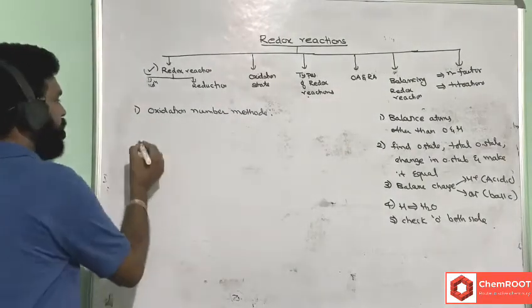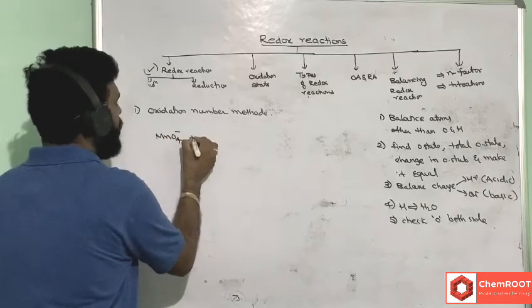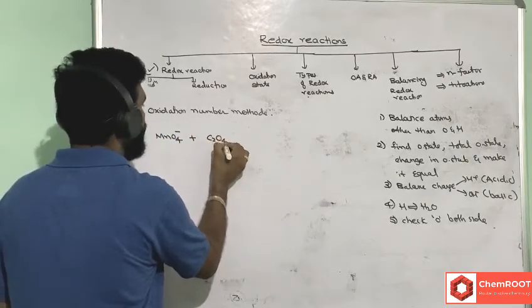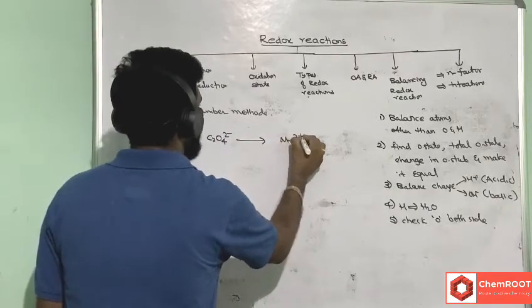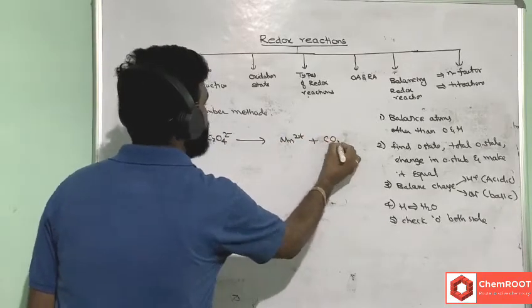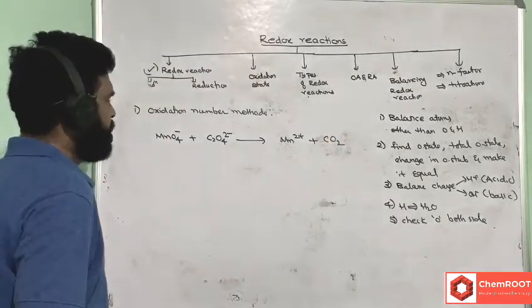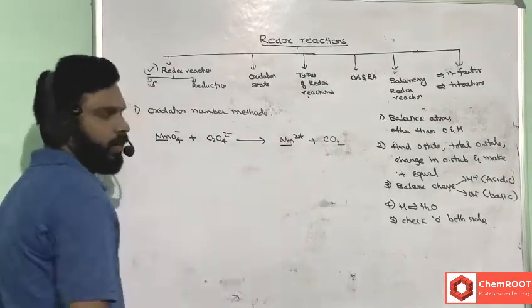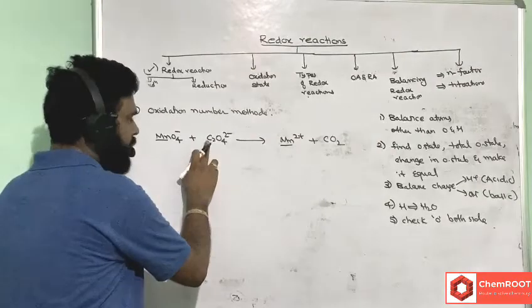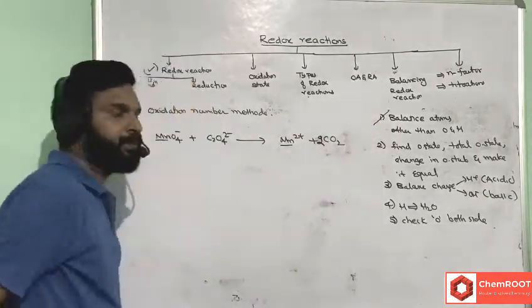Suppose we take one example. Suppose MnO4 minus plus C2O4 2 minus, giving rise to Mn2 plus and CO2. In acidic medium, this reaction is going on. So in this case, first, how many manganese are there? One manganese. So that is no problem. Carbons are 2, here 1. So first balance atoms. So this step is completed.